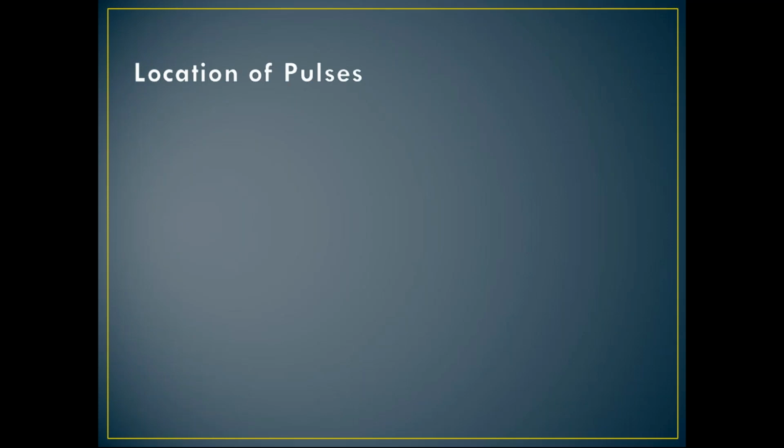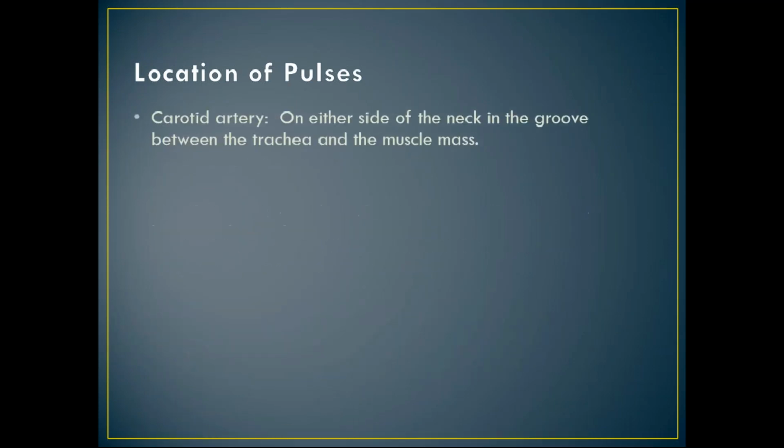So the different areas where we can actually find a pulse: the carotid artery is going to be on either side of the neck, in that groove in between the trachea and that muscle mass. This is going to be classified as a central pulse. When we are finding these pulses, we can correlate where we find them to an estimation of that blood pressure. So if I feel a good carotid artery, chances are that systolic blood pressure is going to be over 60.